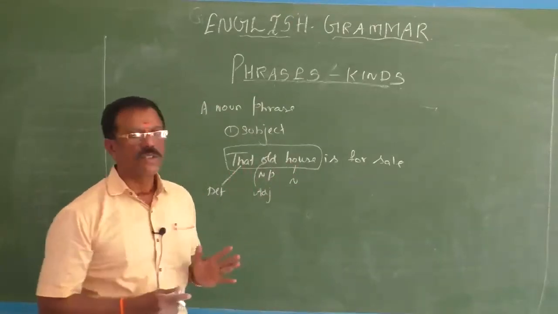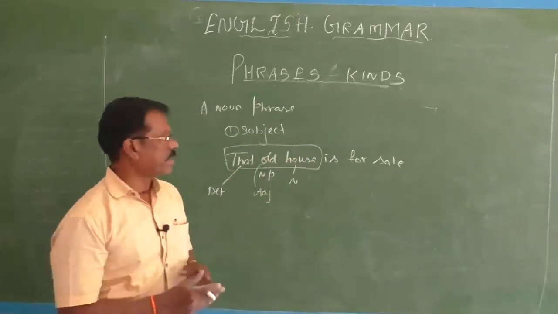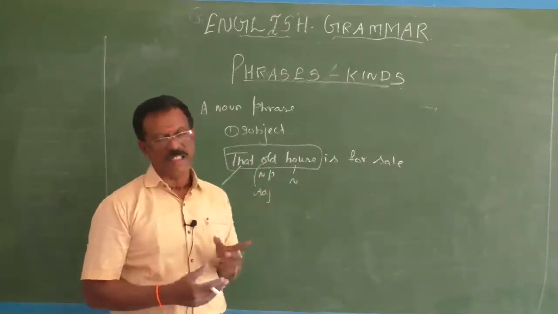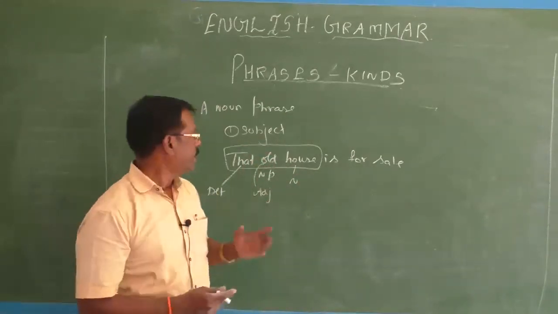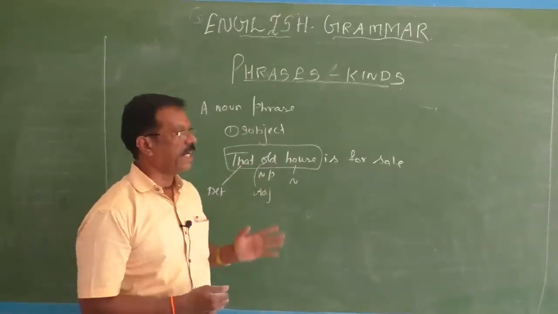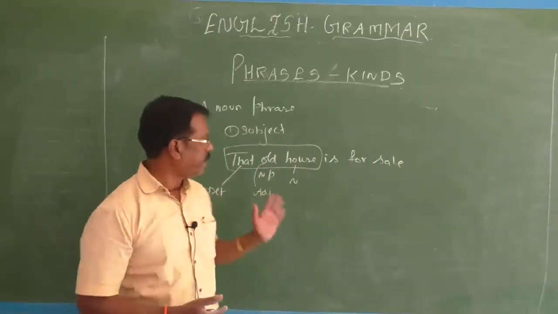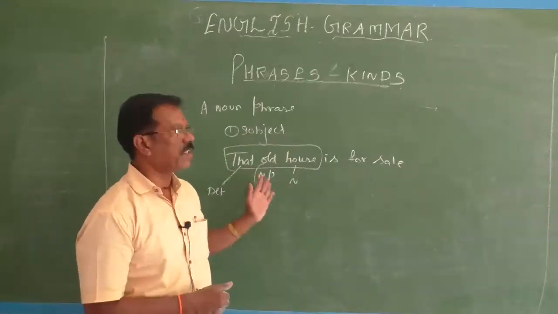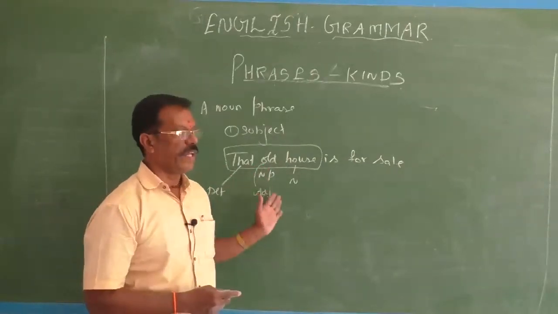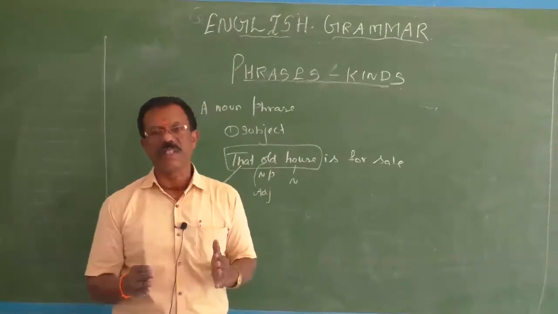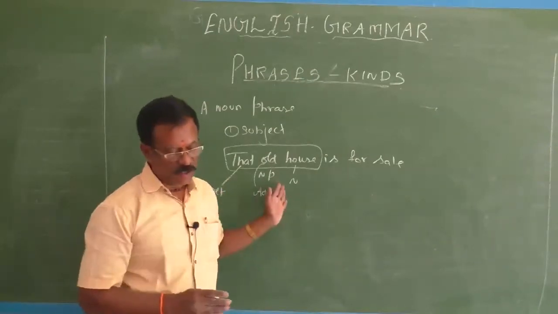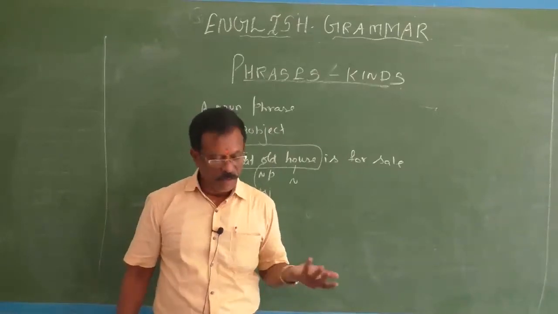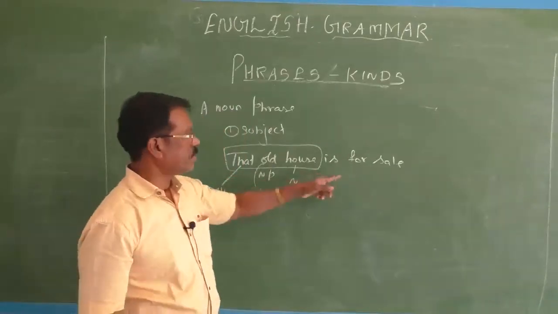Okay, fine. So this noun phrase consists of a noun as a head word, and then it has used pre-modifiers, that is old, an adjective, and that, a determiner. And here the entire group, that is the noun phrase, that old house, is the subject of a sentence. So a noun phrase can be the subject of a sentence. And one more example I would like to give. The rising sun looks beautiful.